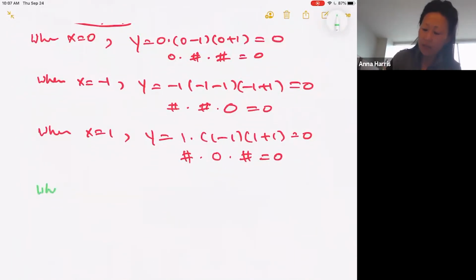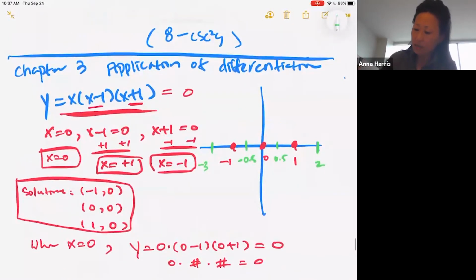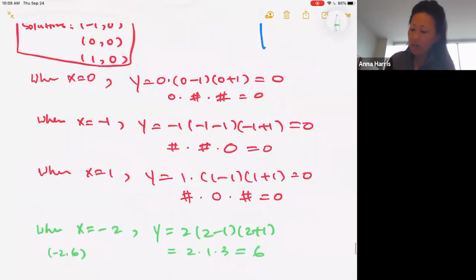So let's evaluate. When x equal to negative 2, what do I get? Y equals negative 2 times (negative 2 minus 1) times (negative 2 plus 1), which gives me a negative 6, so at negative 2 the point is (-2, -6). And for positive 2, x equal to 2, y equals 2 times 1 times 3, which gives me 6.